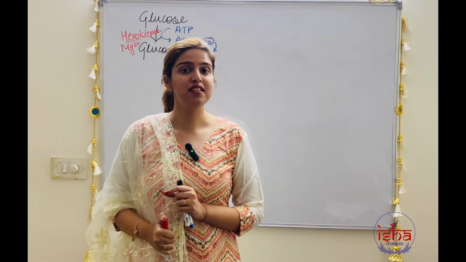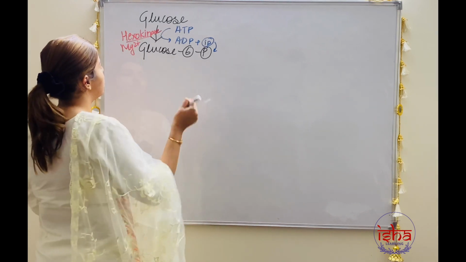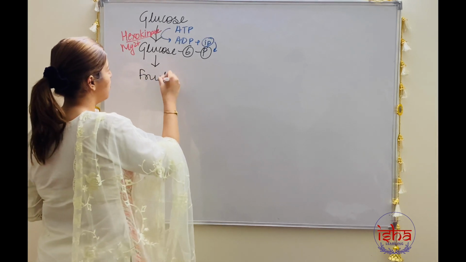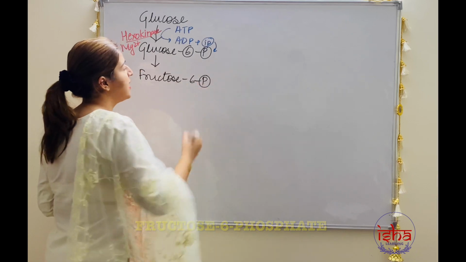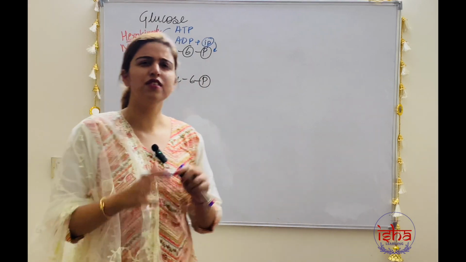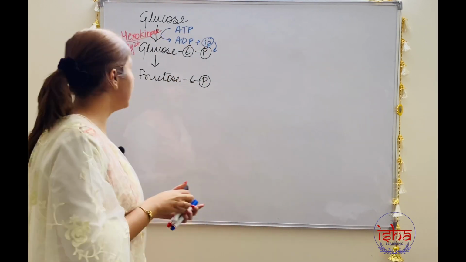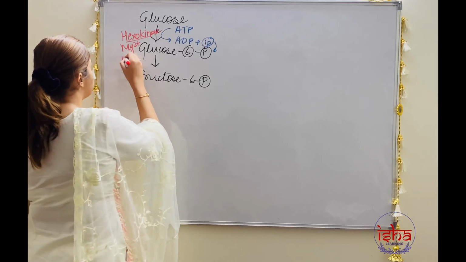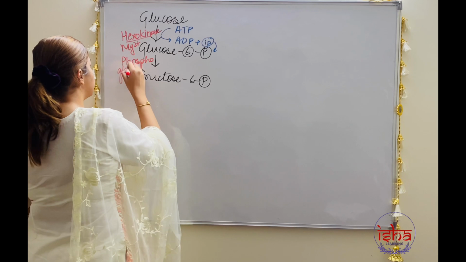Now the second step is the conversion of this glucose 6-phosphate into its isomer, that is fructose 6-phosphate. So this is an isomerization reaction, just a structural change, no energy required here. The enzyme involved in this case is going to be phosphoglucoisomerase.